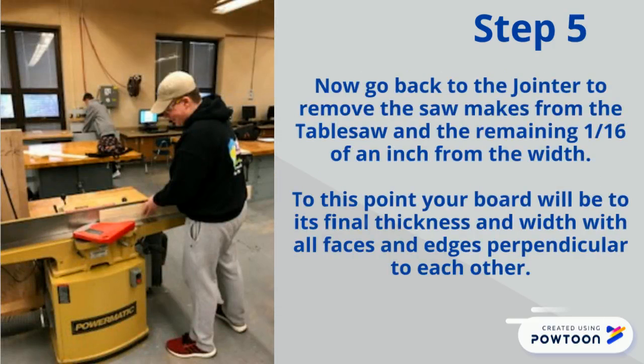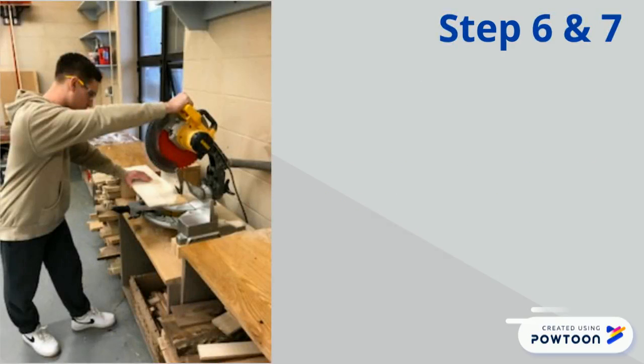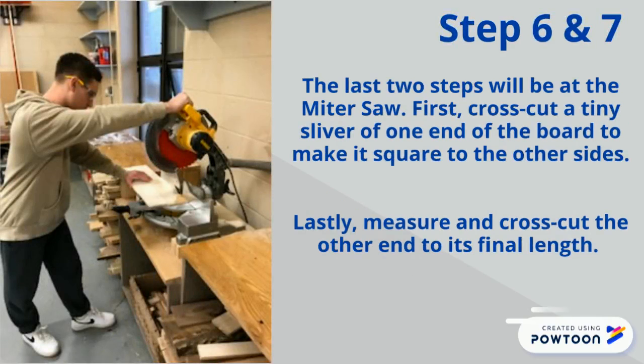For step 5, head back to the joiner to remove the saw marks from the table saw and remove the remaining 1/16 of an inch from the width. To this point, your board will now be to its final thickness and width with all faces and edges perpendicular to each other. The last 2 steps will be at the miter saw.